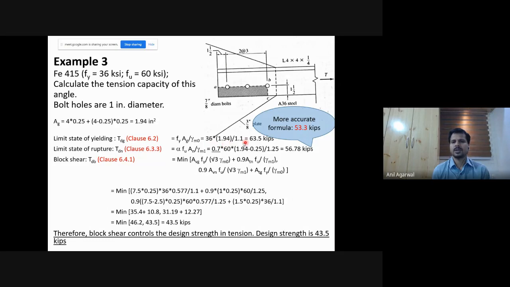36 multiplied by 1.94 divided by gamma m0, that is 1.1. We get 63.5 kips. Limit state of rupture. Now here, I have done the simpler calculation for an alpha value of 0.7.